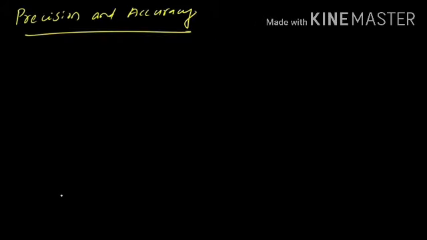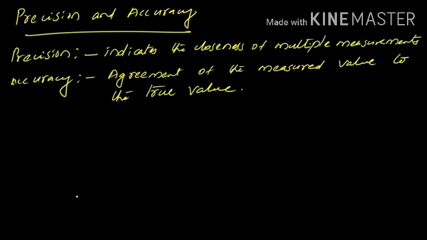Now let us study about precision and accuracy. What is meant by precision and accuracy? We often use these terms when we are doing chemistry experiments. It is a precise value, or it is an accurate value. We often use these two words. Precision indicates the closeness of multiple measurements. So if you are taking multiple measurements, their closeness indicates the precision.